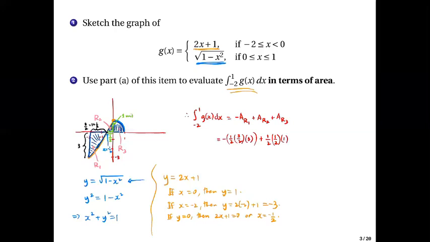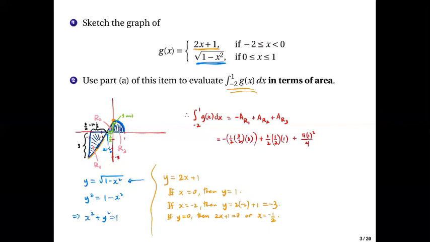And then for the circle there, it's just a quarter circle. So we just need pi r squared over 4. Because the area of the full circle is pi r squared. So for a quarter circle, we divide it by 4. So we'll just have pi times 1 squared over 4. Okay?